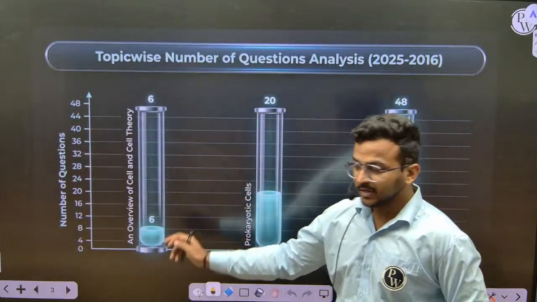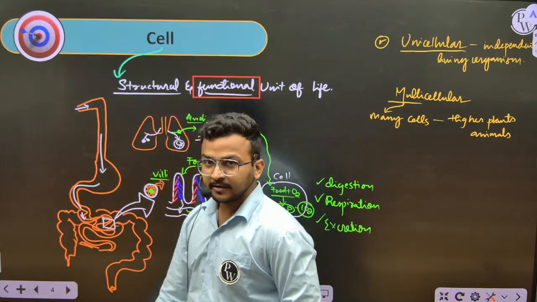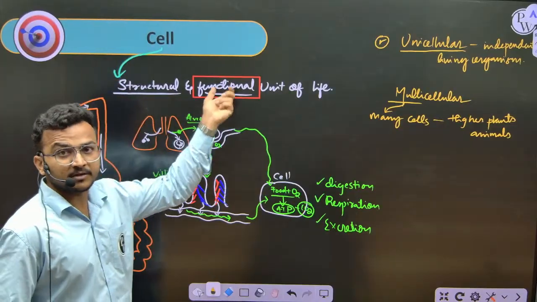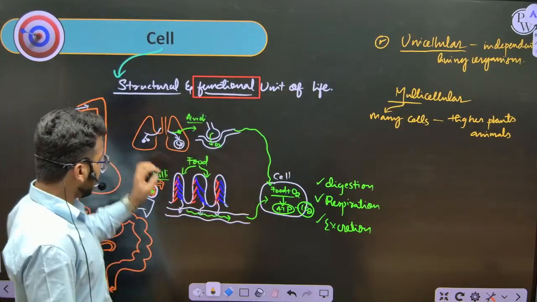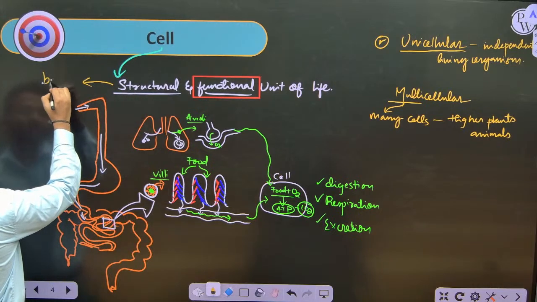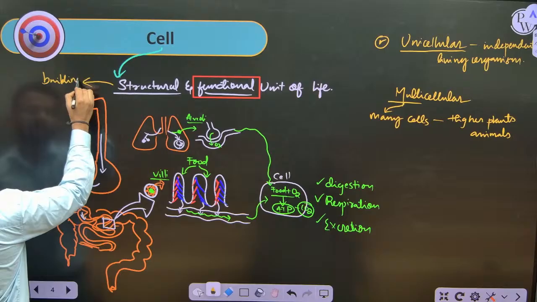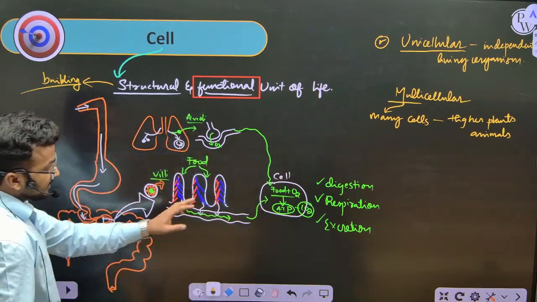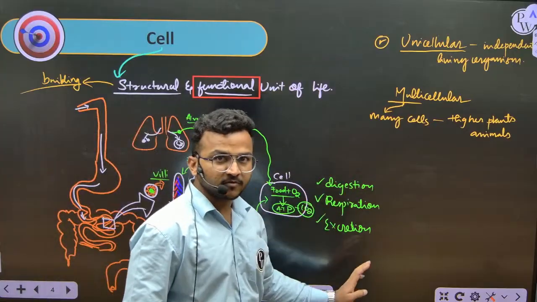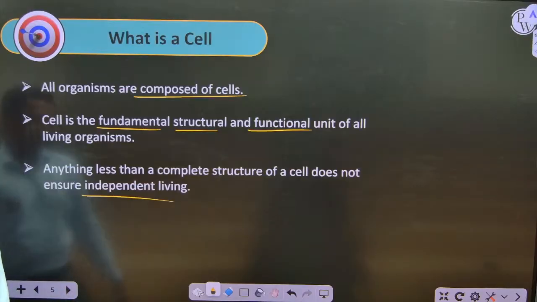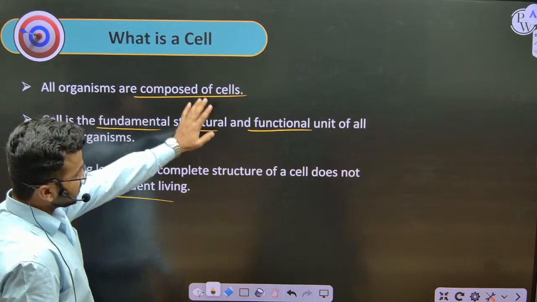So this is the topic wise analysis we have seen, and why we call the cell a structural and functional unit of life, I have explained that. It makes a structure complete like a building. It is functional because it is involved in all different kinds of functions within. These are the things we have already discussed.